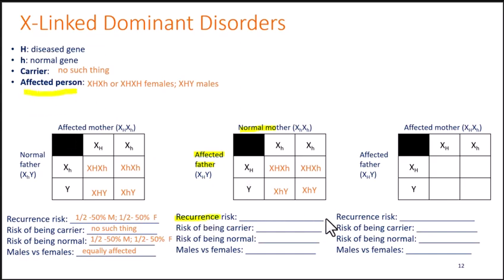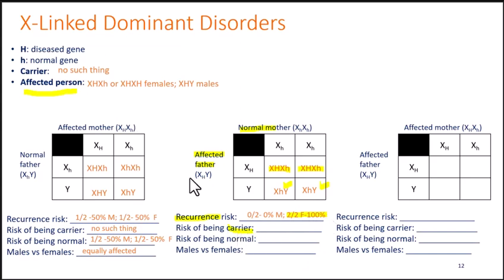Come back up to affected person, so we know what those genotypes would look like. And when we look here, we see, okay, that's affected. We can see that's also affected. So there is a 2 out of 2 chance that if a mother is normal and the father's affected, he will pass that disease gene on to his daughters, and a 0% chance that it will be passed on to his sons. Not too favorable for females when dad has an X-linked dominant disorder.